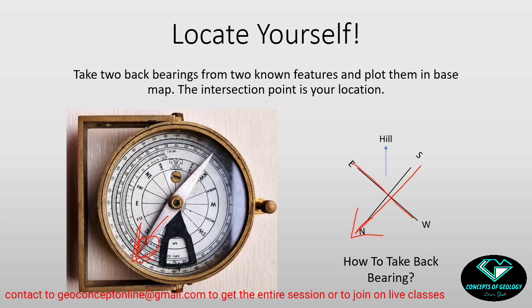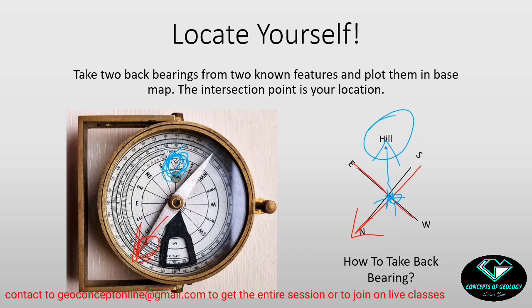I need to find a known feature in the field and in the topographic map. Suppose I have found this hill. I am supposed to take the back bearing from the hill, and I am taking the bearing from here. I am looking towards the hill, and for taking any direction, the north marking in the compass dial should be directed towards the feature. That means the crown end should be placed towards the hill. The compass should be kept in this manner.